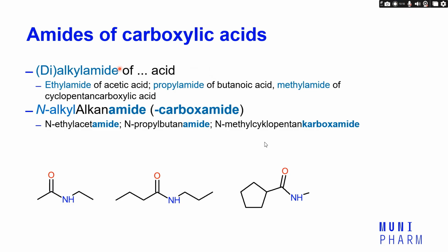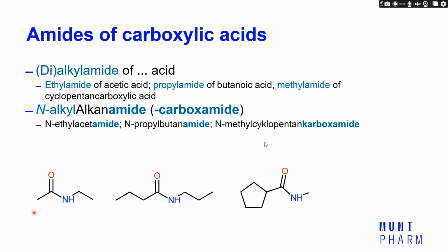The last derivatives of carboxylic acids I would mention are amides. Here you can see the examples. This is the functional group, which means that the compound is an amide. And similarly as in the case of esters, we have two possibilities for how to name it. First, we can name it as alkyl or dialkyl, because this nitrogen can be substituted by one or also two alkyls. It means alkyl amide of some acid.